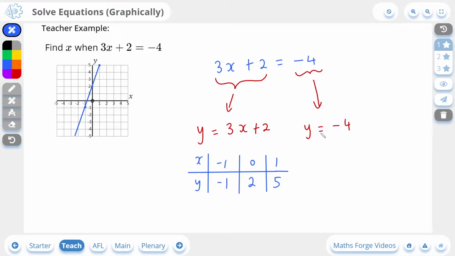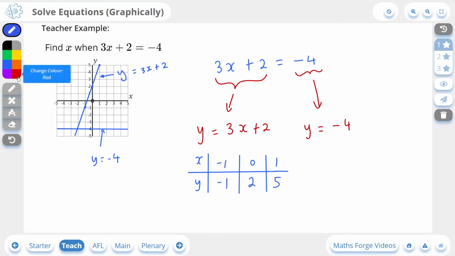Now for the line y equals negative 4, this is straightforward. This is going to be a horizontal line that cuts the y-axis at negative 4. So it's going to look like this. And here are our two lines. This is the line of y equals 3x plus 2. And this is the line of y equals negative 4.